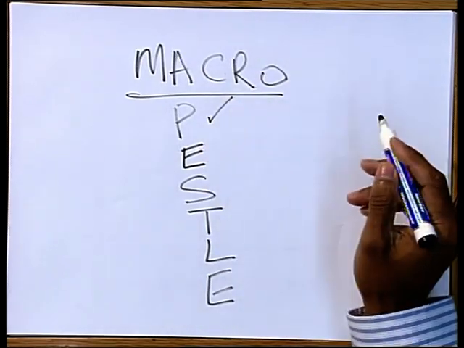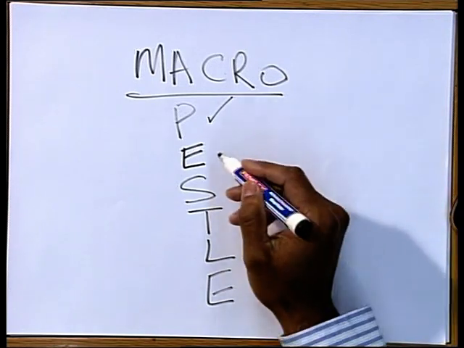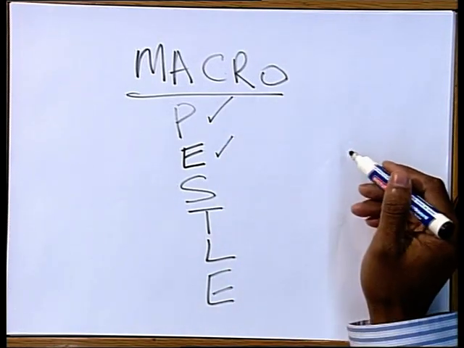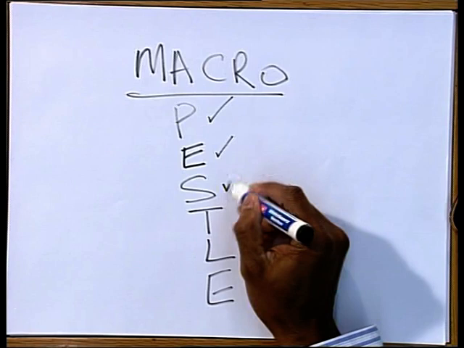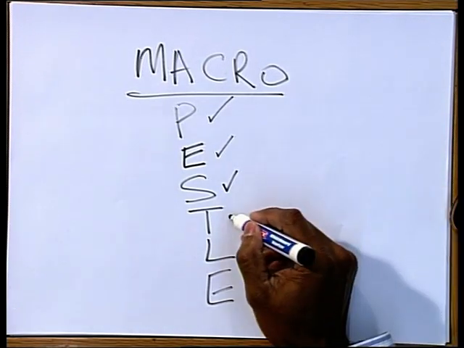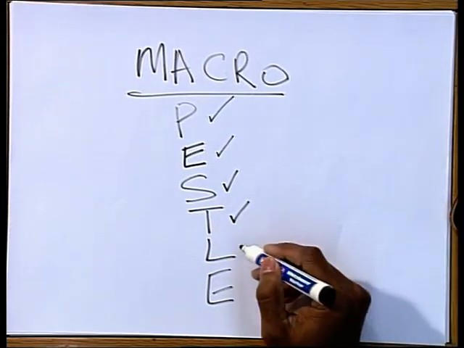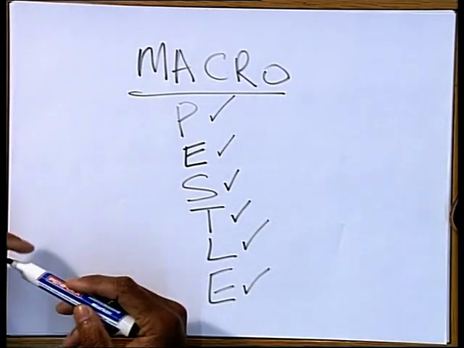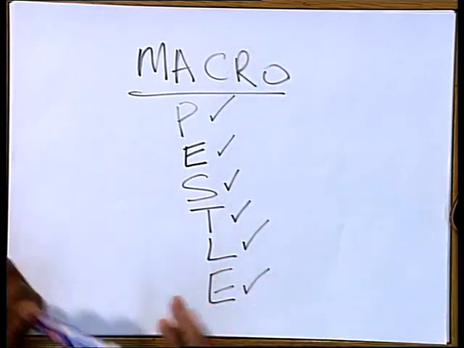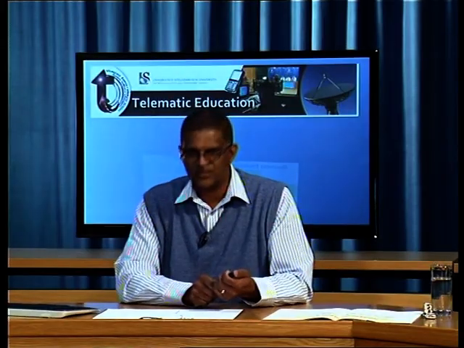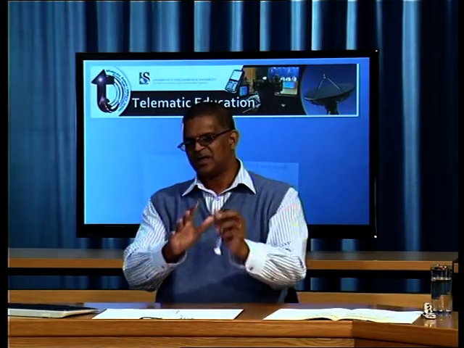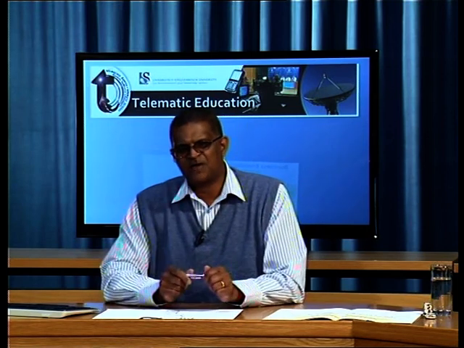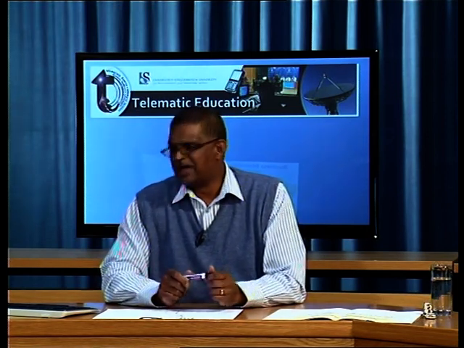P would be for political. E would be for economic. S would be for social. T would be for technological. L would be for legal. And then another E could be for the environment. So it's a nice way of remembering your components of the macro environment. So briefly, learners, that is just a recap of what was taught in grade 10 and grade 11.